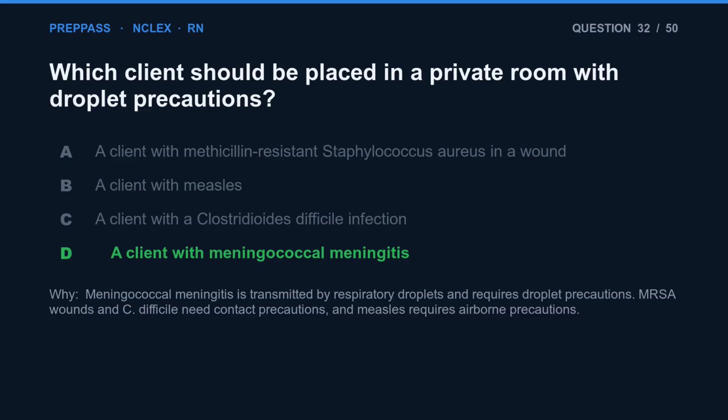The correct answer is D. Meningococcal meningitis is transmitted by respiratory droplets and requires droplet precautions. MRSA wounds and C. difficile need contact precautions, and measles requires airborne precautions.